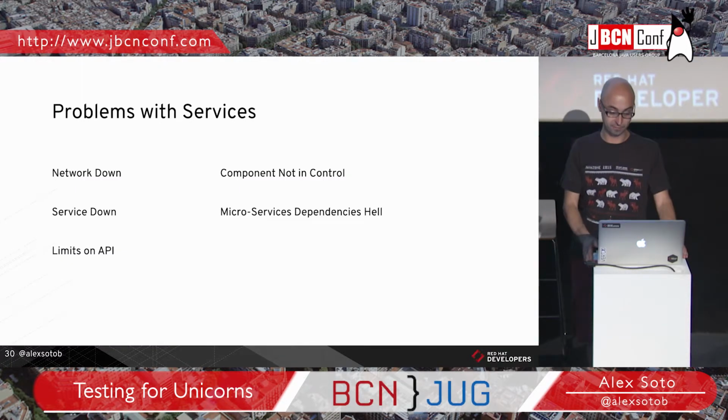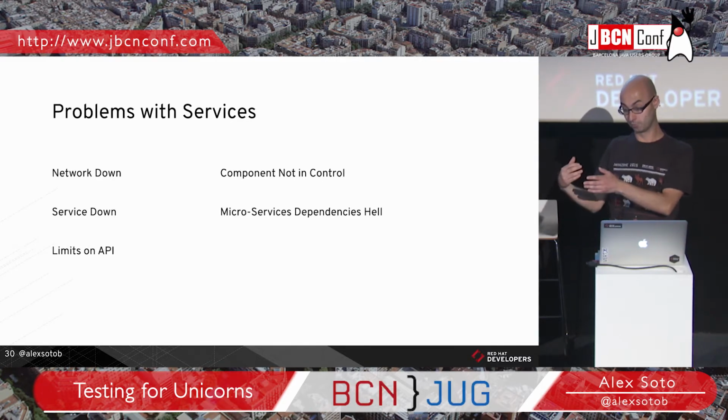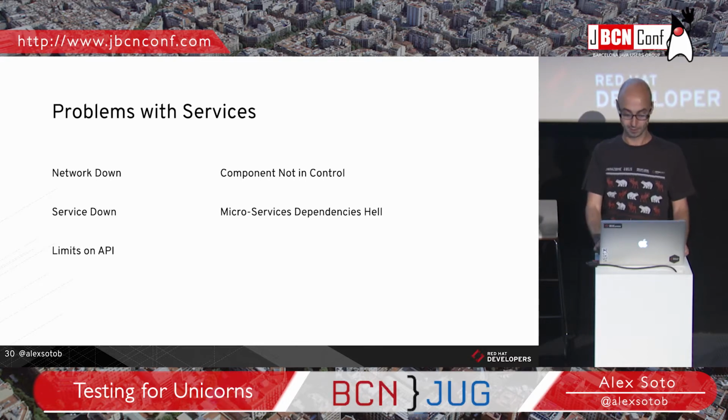And the problems that you might face in this test is that maybe you want to do a communication against another service, but maybe the network is down. So the test is going to fail because the network is down, not because your test is wrong. Or maybe the service that you want to test against is down. Or maybe you have limits on API. For example, if your code needs to deal with Twitter, you have a restriction on the number of connections that you can make every day. So you have a limit there.